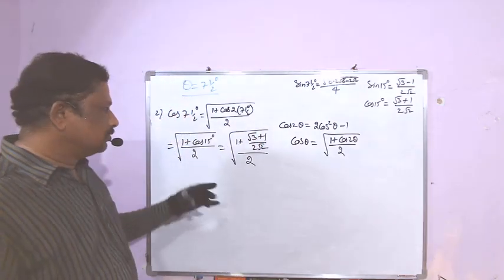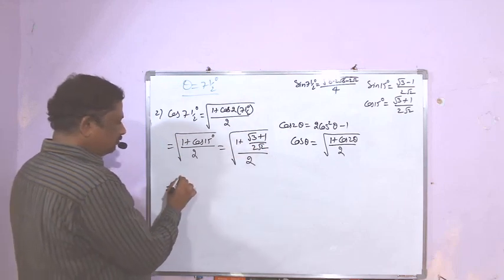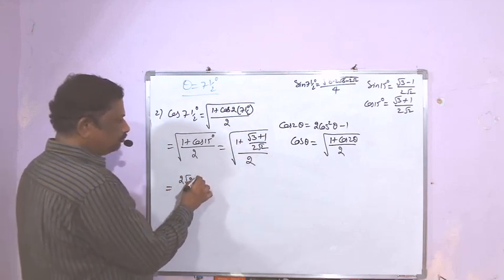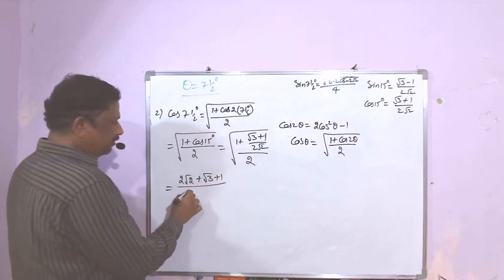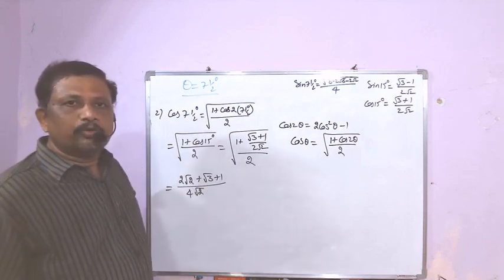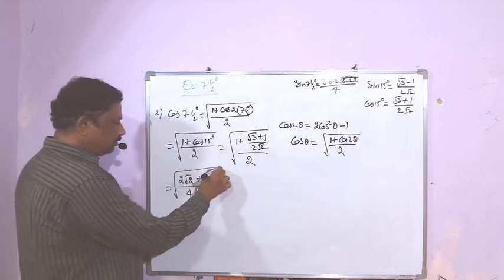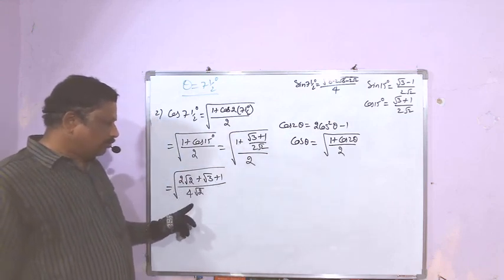Okay. So now simplify this one. Root 2, root 2 into 1, 2 root 2 plus root 3 plus 1, divided by 4 into root 2, total under root. So again we have to multiply this with root 2 into 2.